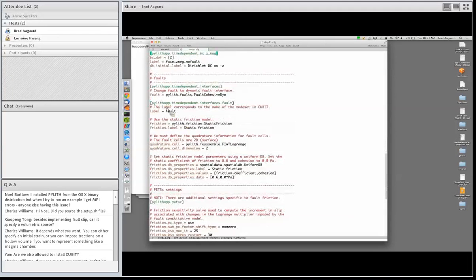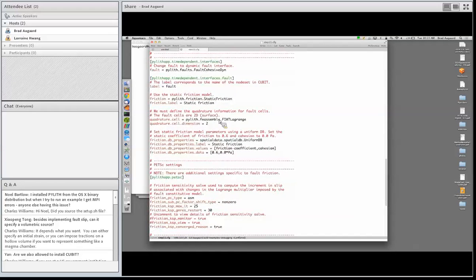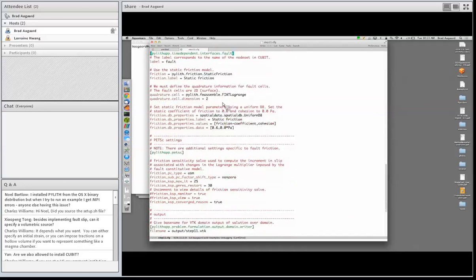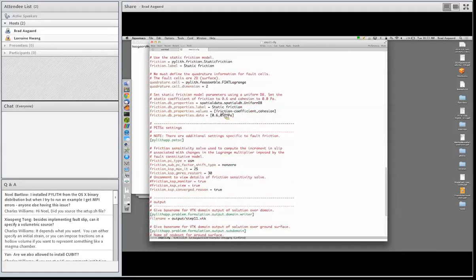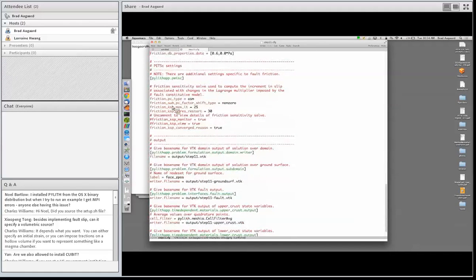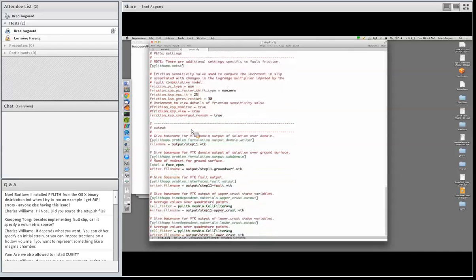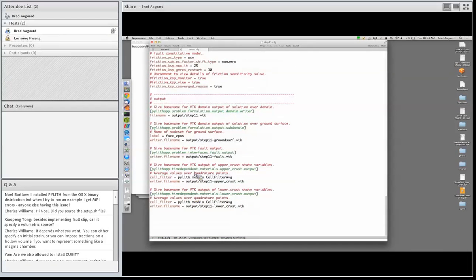Here are the faults, we label the faults. Through-going faults, so we don't need to mark the buried edges. Static coefficient of friction, quadrature scheme. That was an error, I forgot to put that in. I was going to show you what happens when you add the wrong quadrature scheme. Here's our uniform coefficient of friction of 0.6. Here's our sensitivity solve parameters. I've chosen to also display if it converges, just in case it were not to converge. And then the output, we're writing to VTK output.